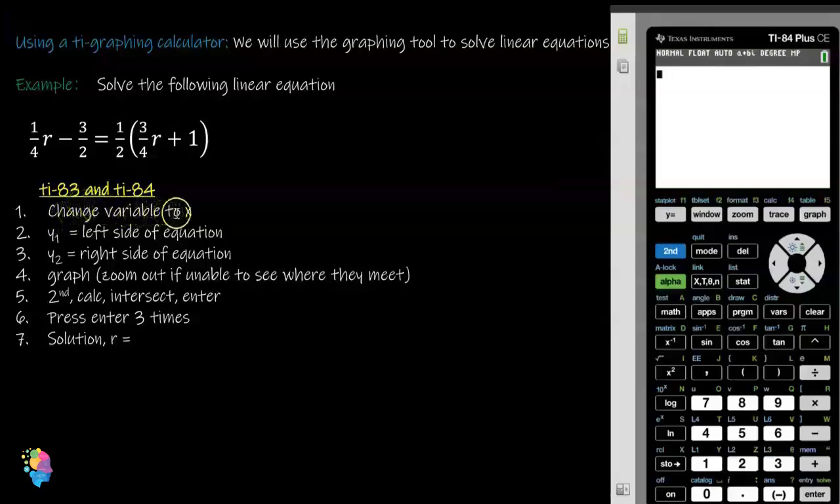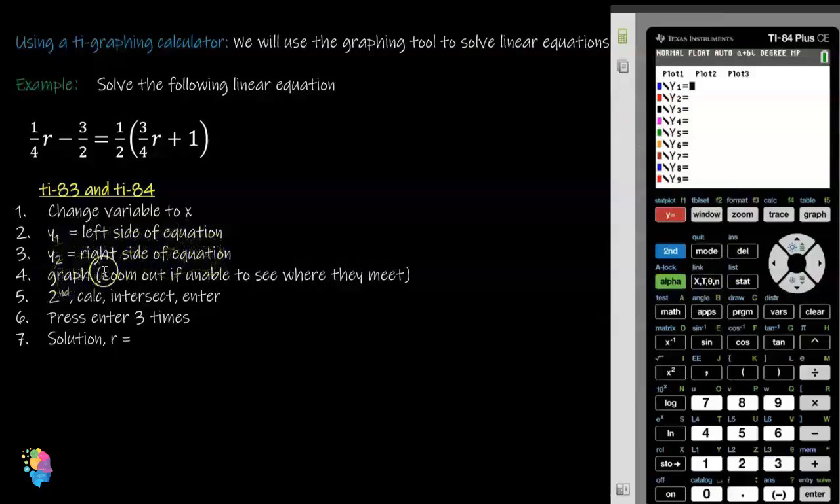First, they're going to ask us to change the variables to x's because when we go to the graphing tool, when we go to y equals, I cannot enter r's into this tool. So I'm going to have to use x's. Here are my x's. They tell me that I'm going to have to write y1, the left side of the equation, and in y2, the right side of the equation.